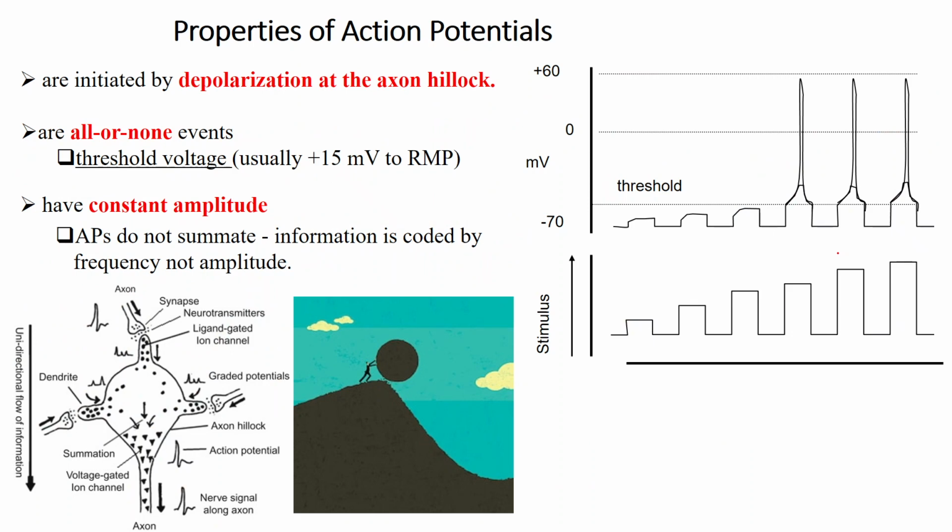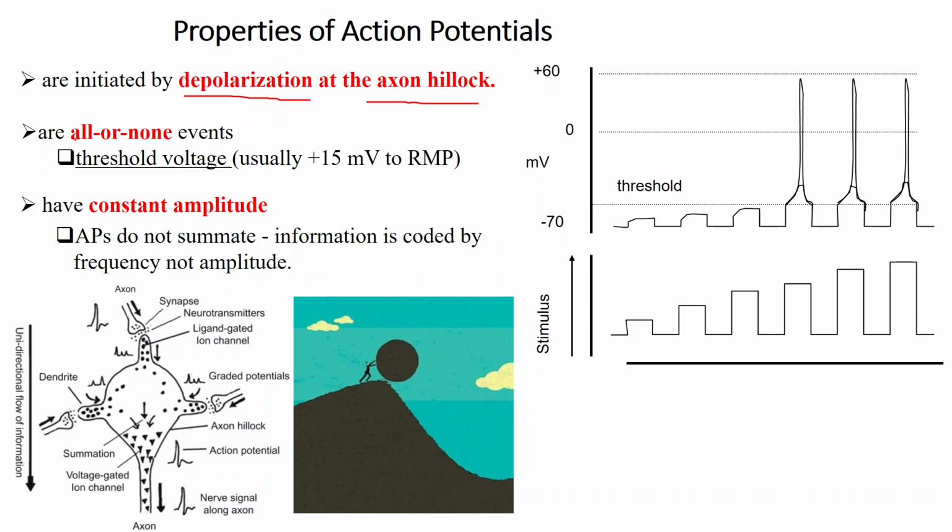Now, what are some of the properties of the action potential? As we said, it is initiated by the depolarization of the membrane at the axon hillock, because in the axon hillock we start having the voltage-gated sodium channels, and so in that area, when it's depolarized to the negative 55 millivolt, the threshold, then there will be the generation of an action potential.